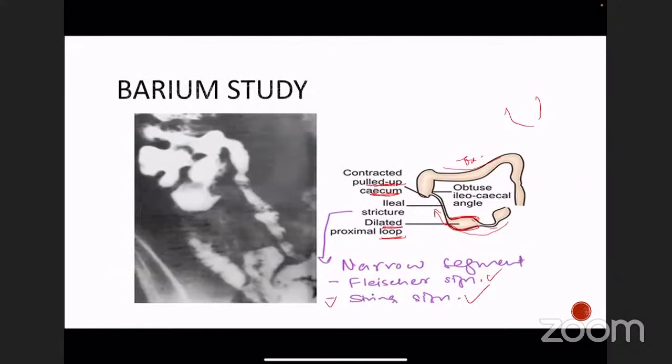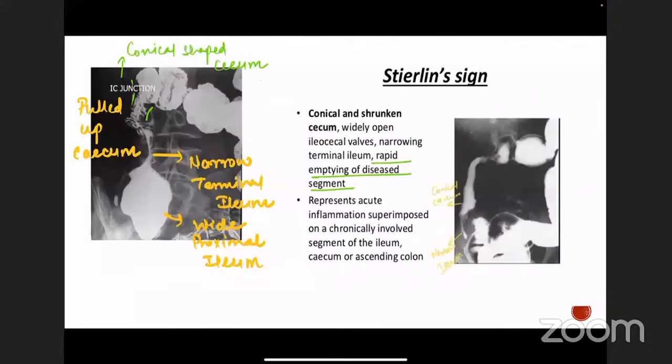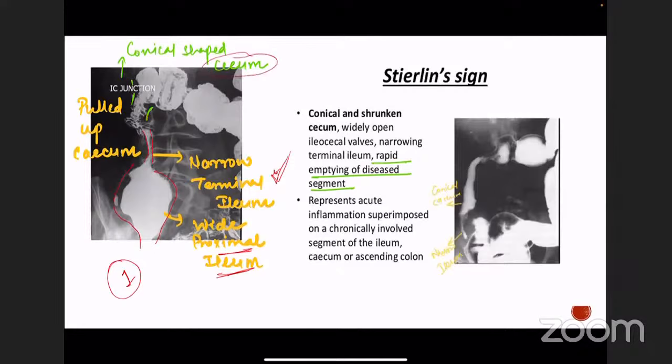Now we will see each X-ray and read it out. This is the first one. In that I have shown this pulled up cecum. Here there is a wide proximal ileum, as we have seen in the picture. This is the narrowed down terminal ileum. A thin strip you can appreciate, right? And after that, this conical shaped cecum you can see. This is a conical shaped cecum, but it is not in the RIF.